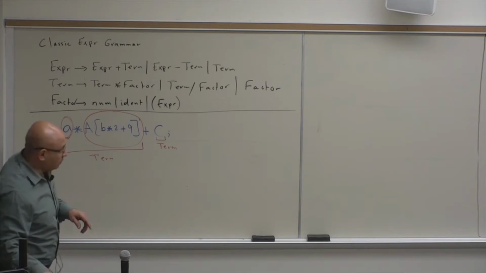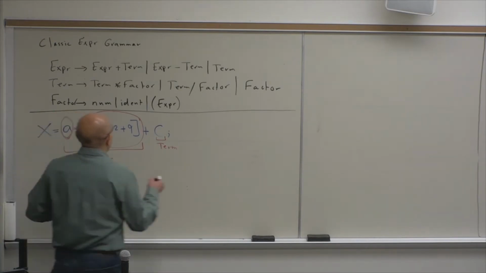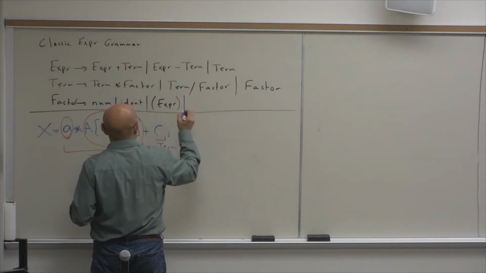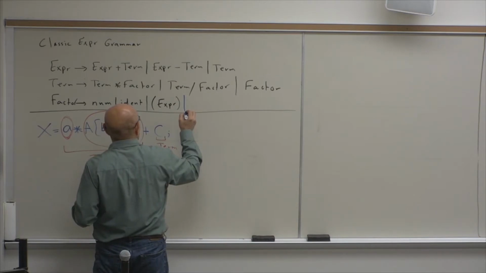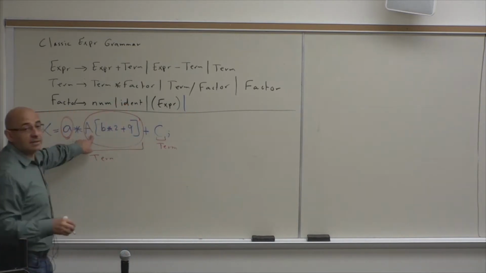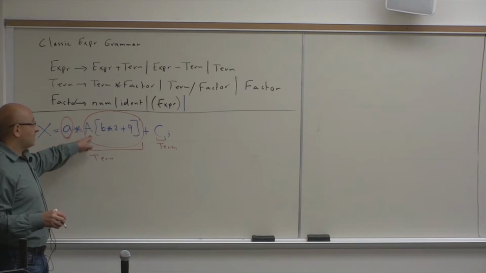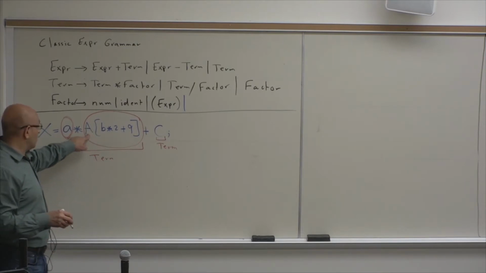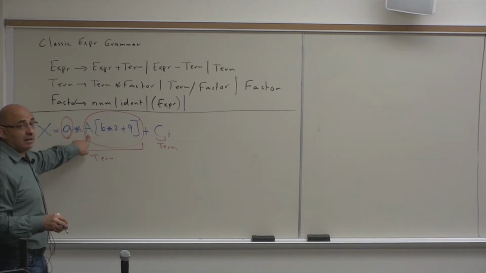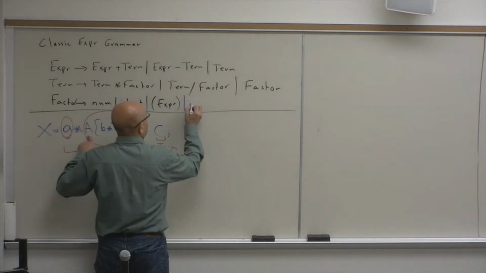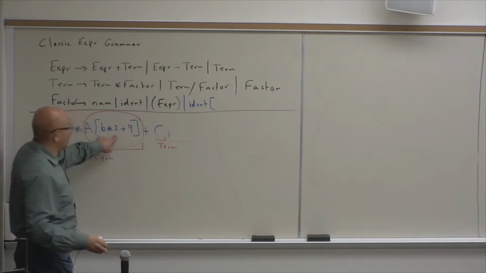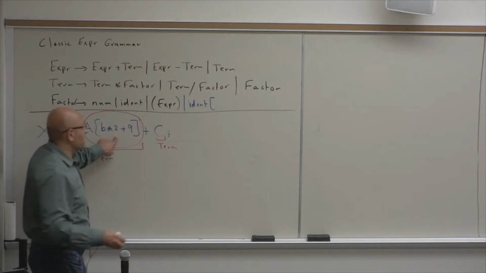So it will be easy to just say an array reference is what? What's this? What's the A? This is an identifier. And then brackets. And what's inside? An expression.